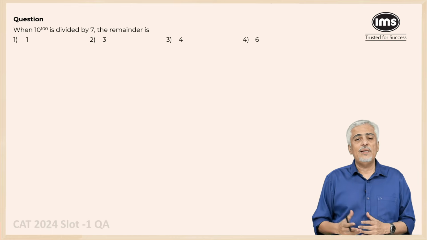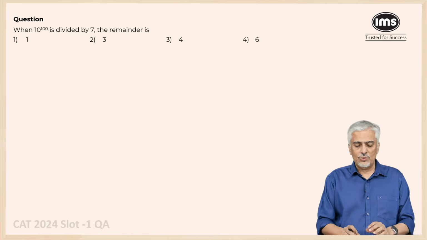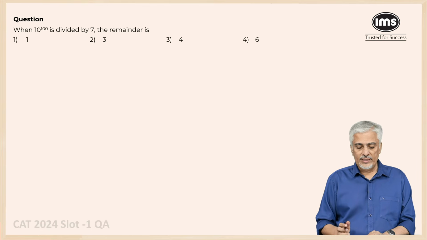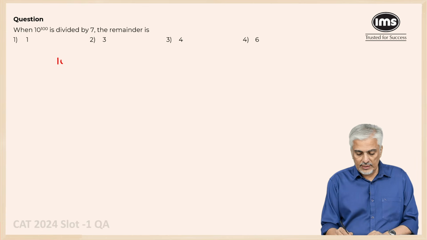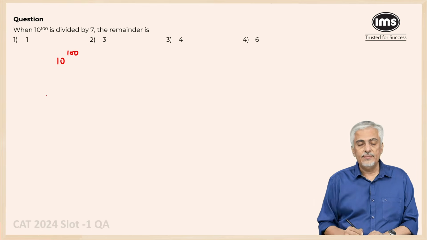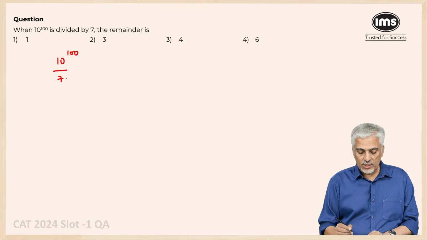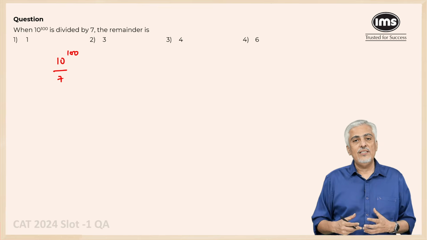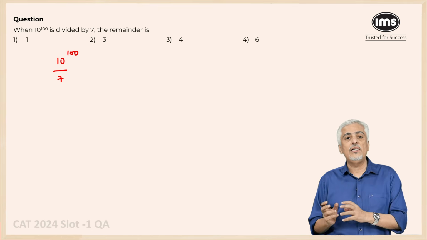After many years, remainder has made a comeback in CAT, and I thought this was a very straightforward question of remainders. So, let's quickly have a look at it. 10 raised to 100 divided by 7, what is the remainder? First thing first, 10 is more than 7. So, you can divide 10 by 7 and work only on the remainder.